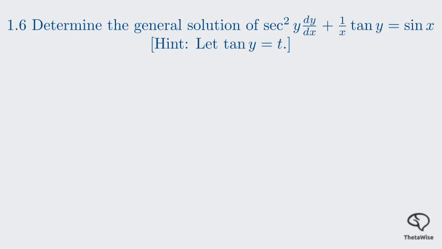Look for substitution opportunities when a problem doesn't fit a standard form. Let's follow the hint and make the substitution. If we let t equal tangent y, we need to find an expression for dy/dx in terms of dt/dx. We'll use the chain rule for this. The derivative of t with respect to x, dt/dx, is equal to the derivative of tangent y with respect to y, times the derivative of y with respect to x.